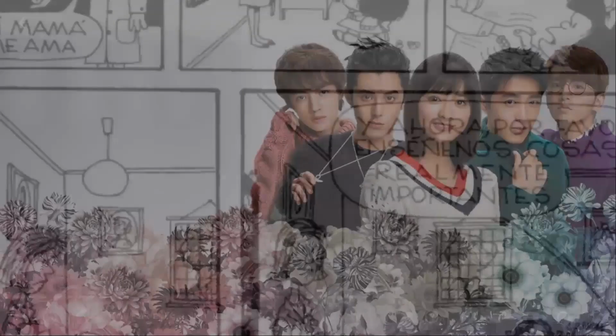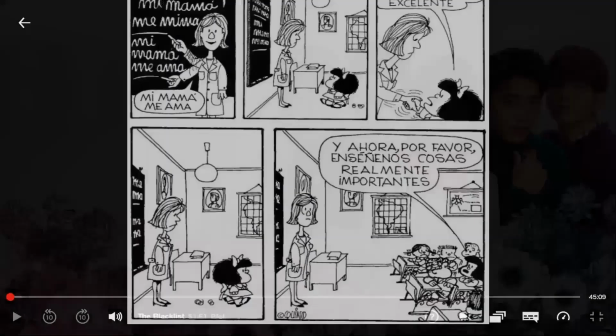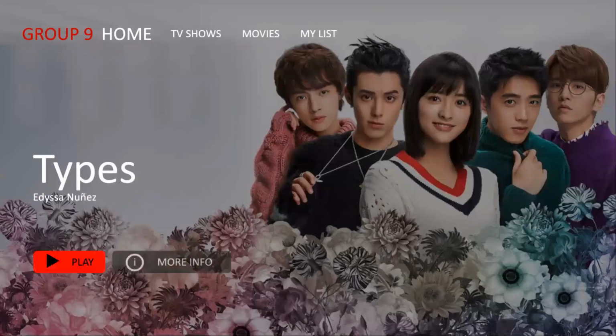So here we have an example. And we move on to the types. I'm going to explain the types of practices there are.